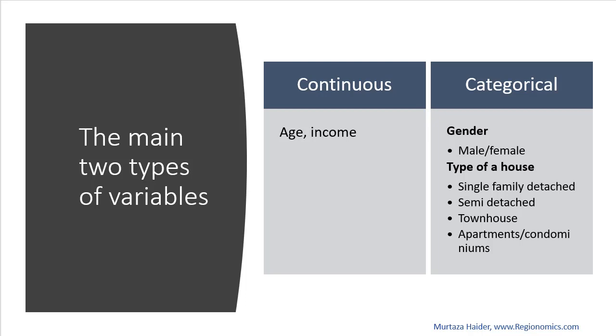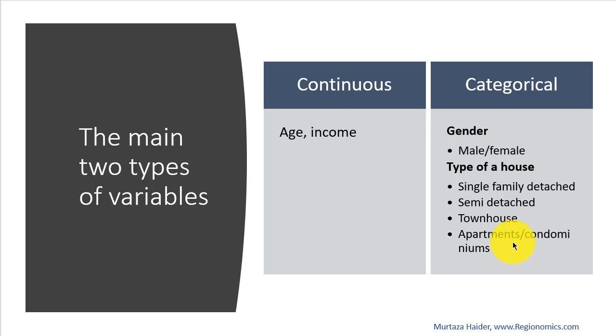As you know, there are two primary types of variables: continuous variables such as age and income that can take any possible value, and then there are categorical variables that have specific values. For example, for gender you can use male or female, or a type of house. It could be a single family detached home, a semi-detached home, a townhouse, an apartment, or a condominium.